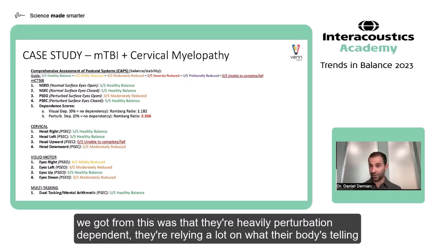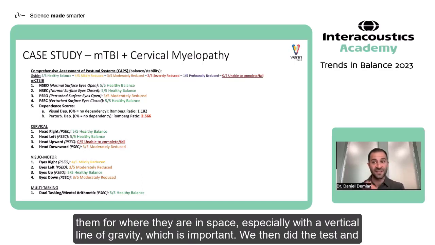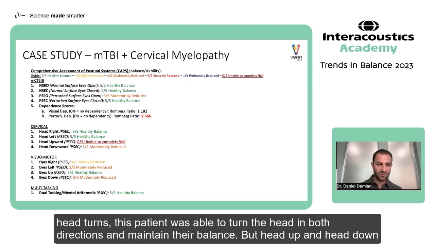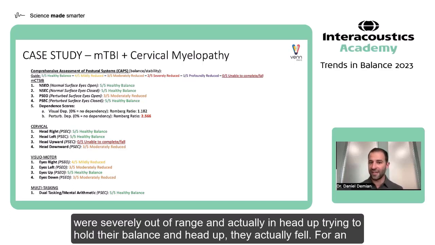They're relying a lot on what their body's telling them for where they are in space, especially with the vertical line of gravity, which is important. We then did the test in head turns. This patient was able to turn the head in both directions and maintain their balance, but head up and head down were severely out of range. And actually in head up, trying to hold their balance, they actually fell.